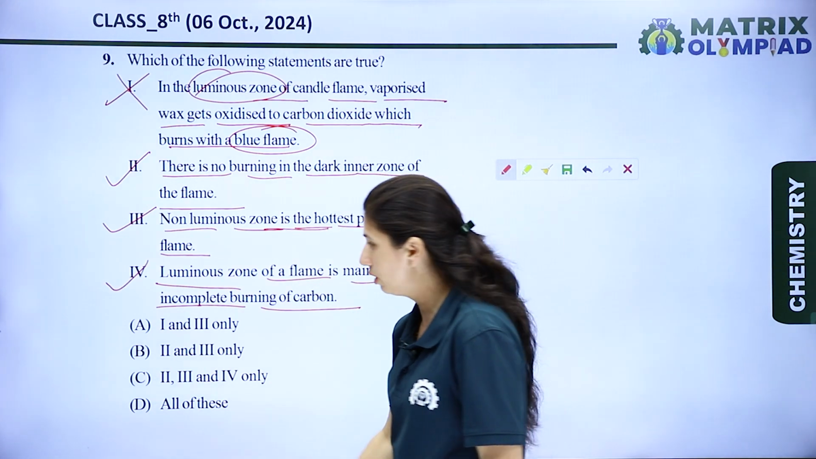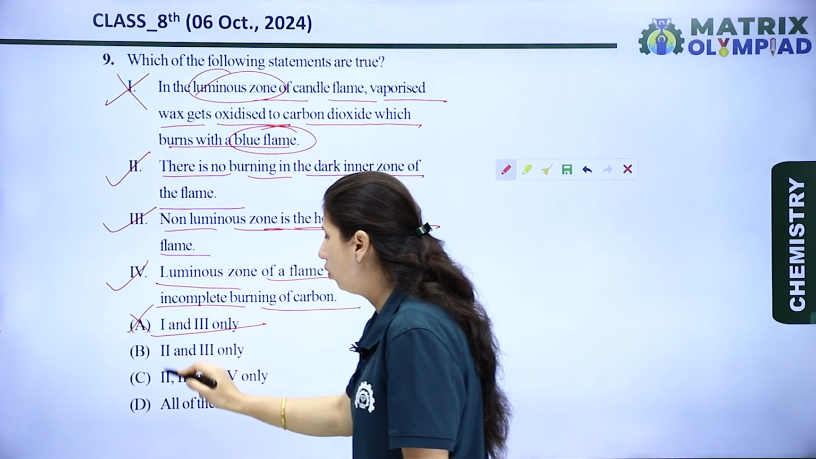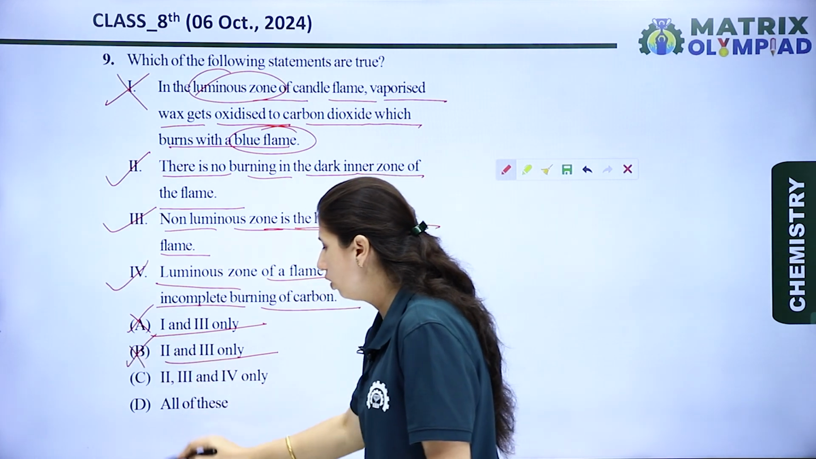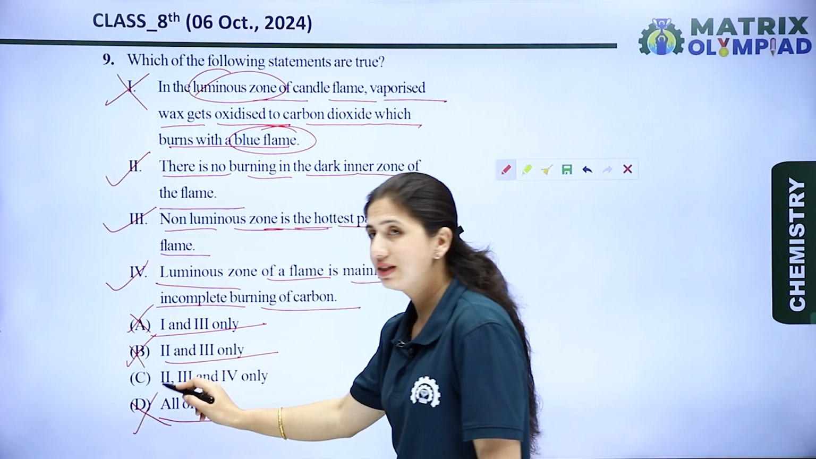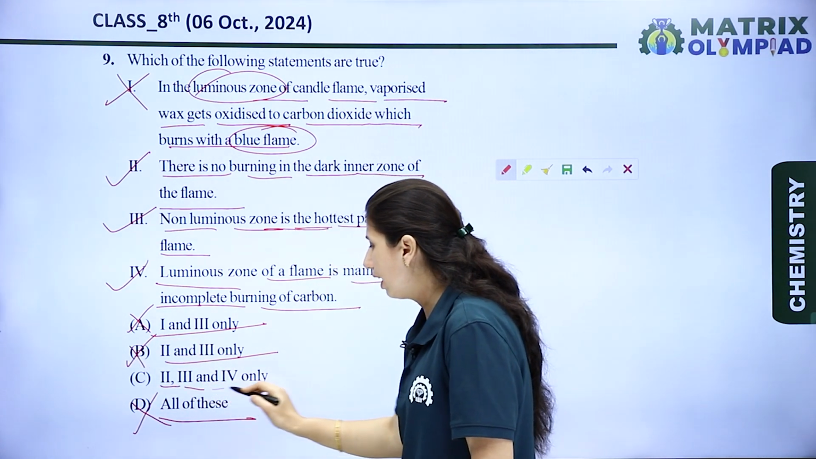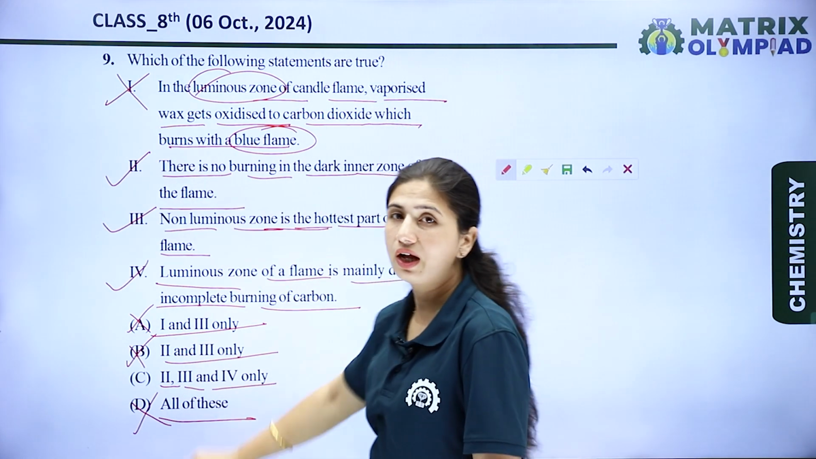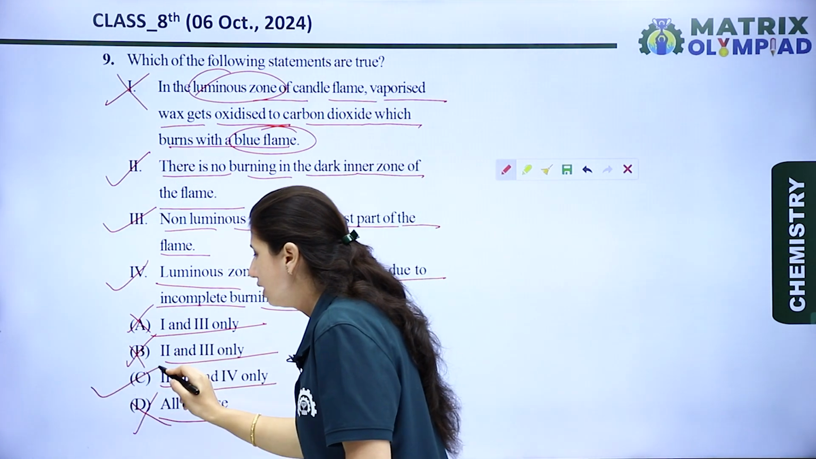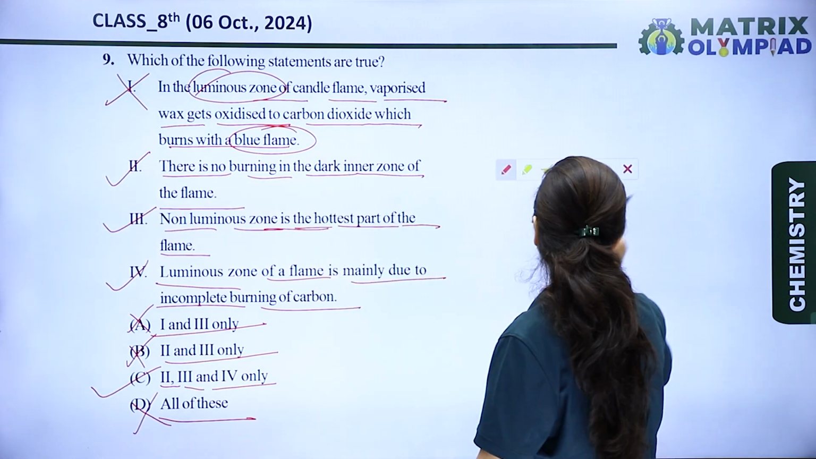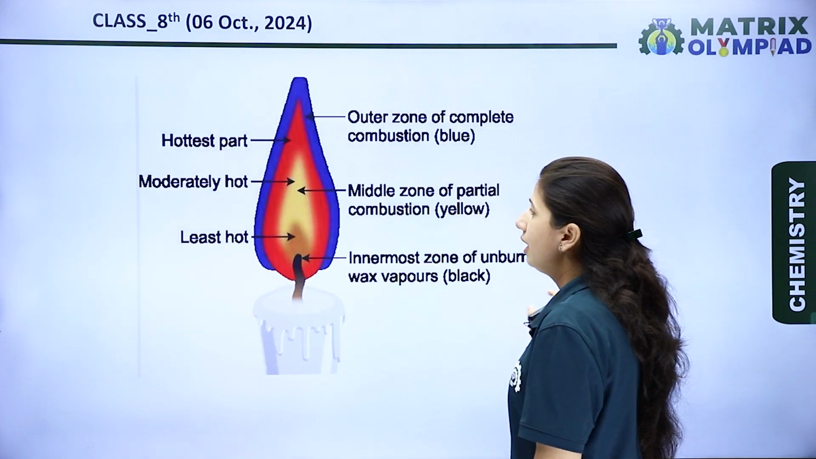So, let's see the options. First and third only, no. Second and third only, no. All of these, no. And C is second, third and fourth only. Yes, the second, third and fourth statements are true statements. So, option C is the right option for this question. Now, let's see the next question.